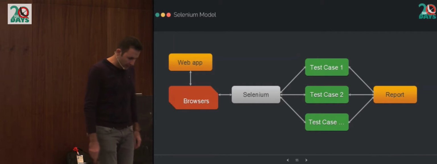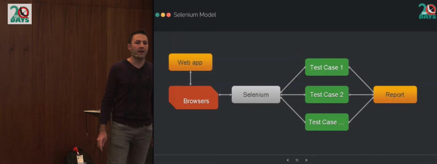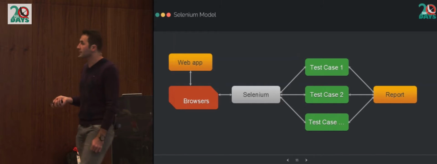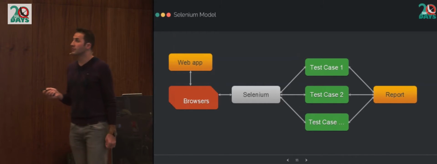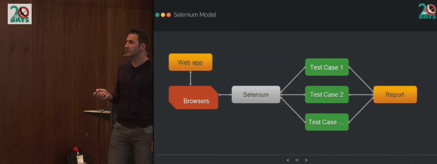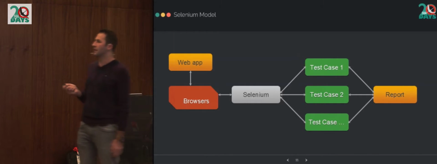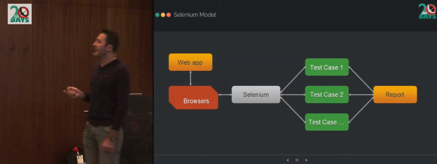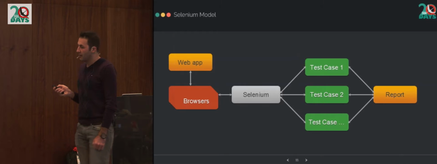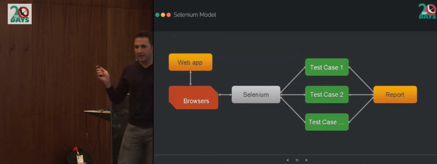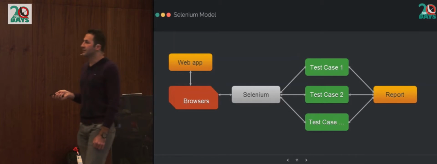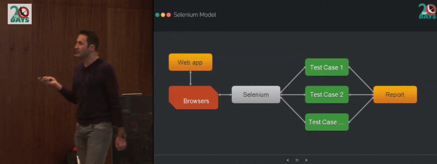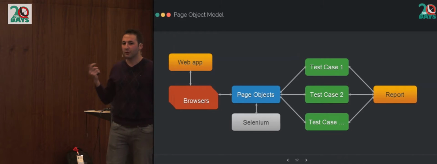This is the simple way how page objects actually look. Here we have Selenium. Here are browsers, which render the web application. Here are tests and the report. So this is the simplest version. What I suggest with page objects is that Selenium should talk to the page object.